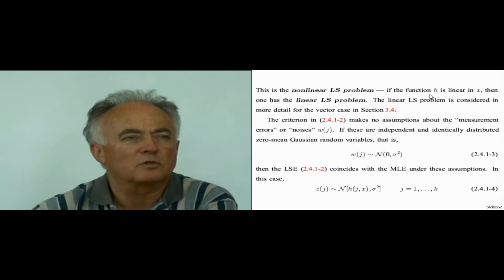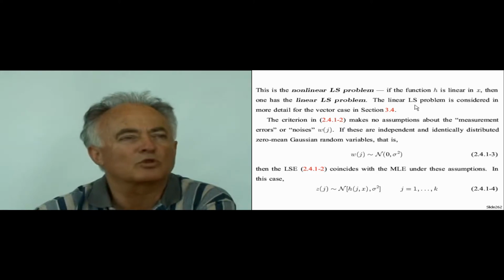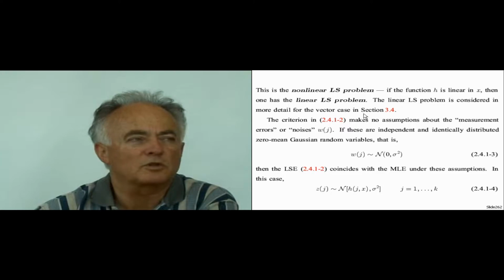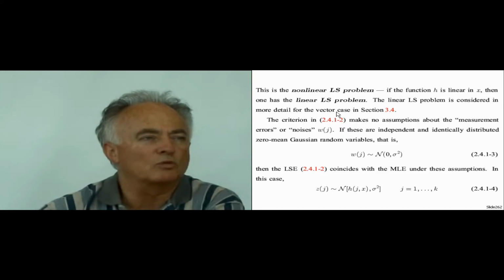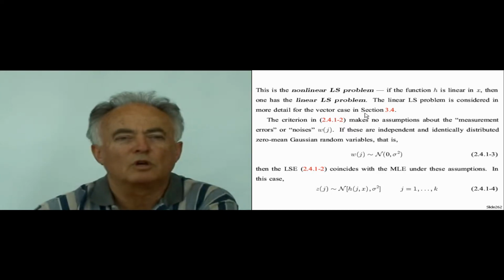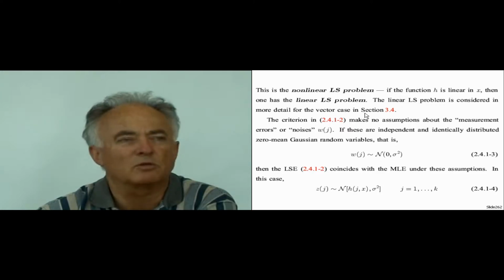In many cases, the function h will be linear in x. Then we can have a linear least squares problem, which actually has a very nice explicit solution and will be discussed in more detail for a vector parameter rather than a scalar. Its solution will also be put in a form that you will see later. It's almost identical to the one of the dynamic state estimator, the Kalman filter.